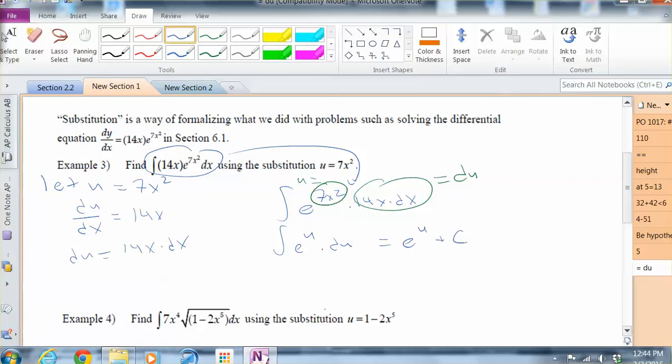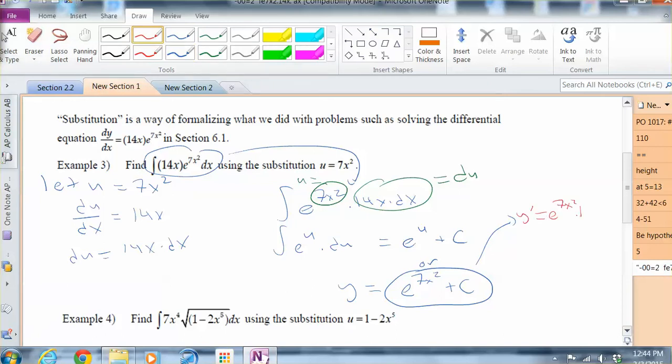So now we turn it into an easier type of expression to integrate, or anti-derive, or anti-differentiate, using proper verbiage there. Then I could bring 7x squared back in, and voila, I have the answer. That's what y equals. And I know y is going to equal that, because if I were to take the derivative of that, it would be e to the 7x squared times 14x plus 0, because the derivative of a constant is 0, or 14x e to the 7x squared. So I know this works.